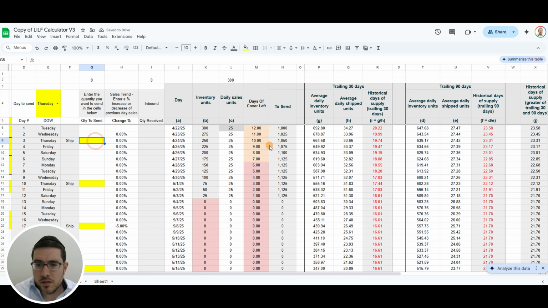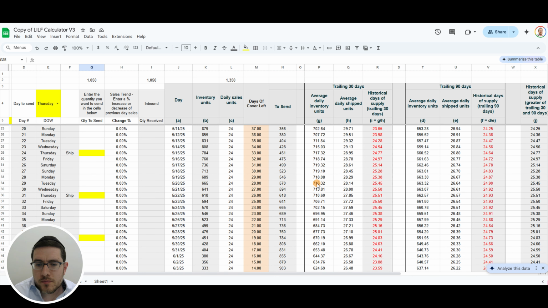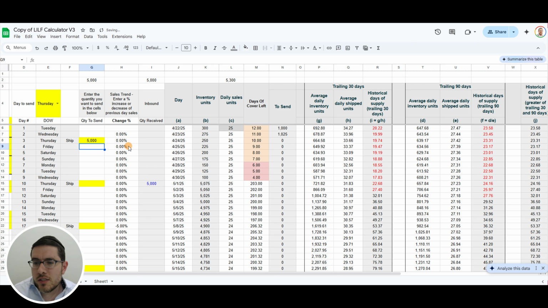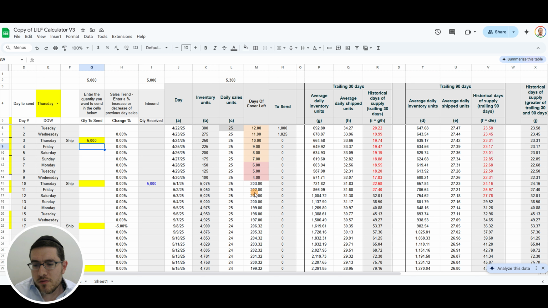So let's say here we're sending 1,050, and then here we're sending over here a little more because we don't want to get rid of the fee. Okay, so let's use sending here 5,000. So if you send there 5,000, the sheet is going to tell you, oh well, you're doing fine. You're going to have 180 days of inventory, 200 days of inventory. This is assuming you're selling 25.